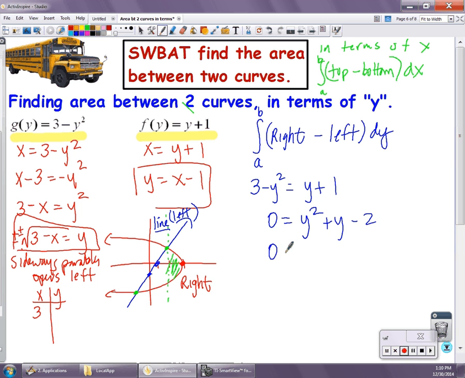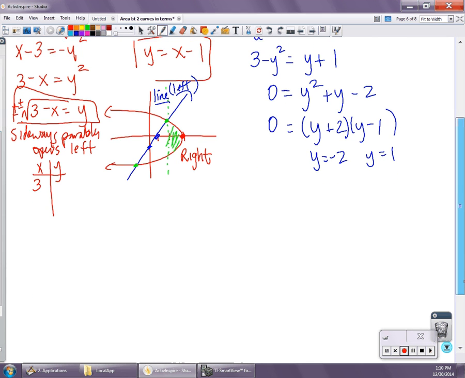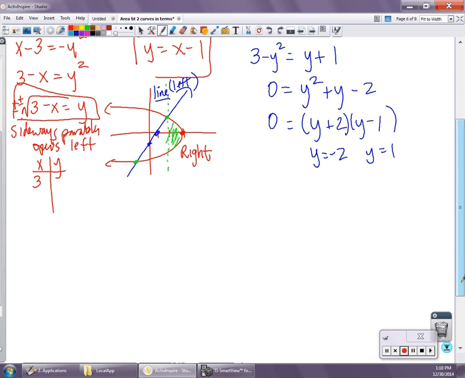I'm going to factor: y and y, a 2 and a 1, a plus and a minus. So I get y equal to negative 2, y equal to 1. Negative 2 is the lower bound, 1 is the upper bound. So I know that this y value is negative 2, this y value is 1, so I'm going to accumulate the area from a low y value of negative 2 to a high y value of 1.